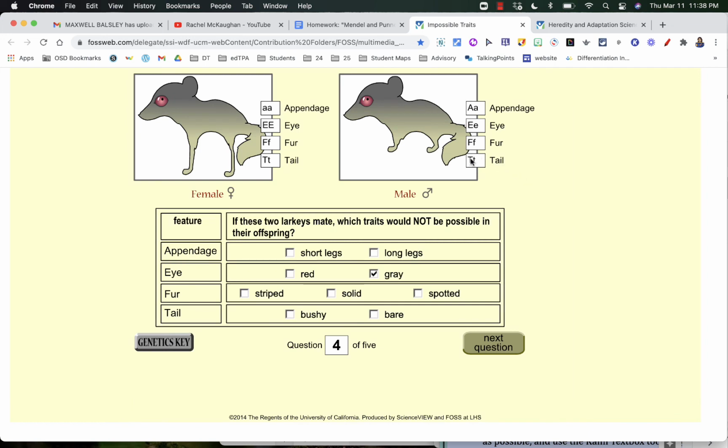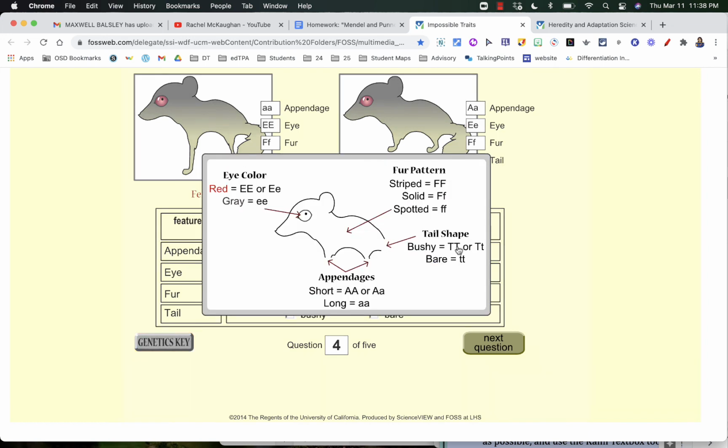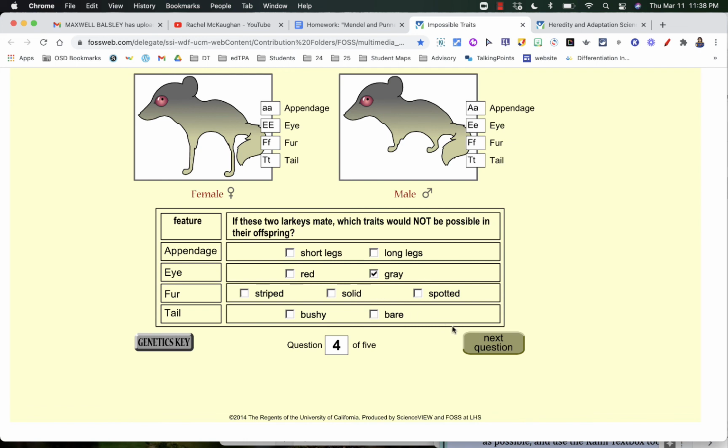Tail. Big T, big T, big T, big T. Can they make a big T, big T? Yes. Big T, little t? Yes. Little t, little t? Yes. All that's possible. Next.